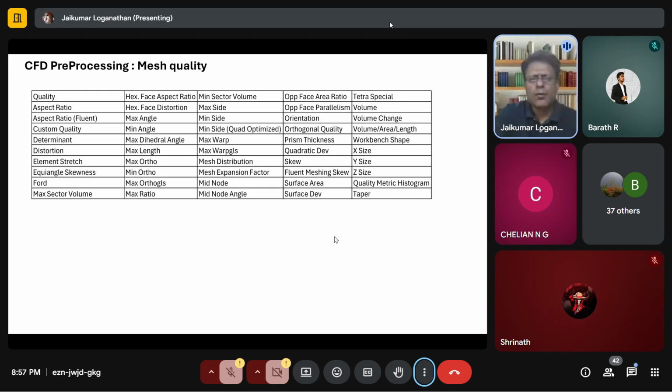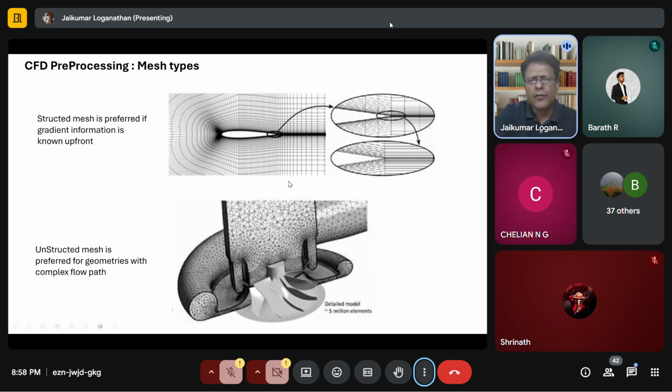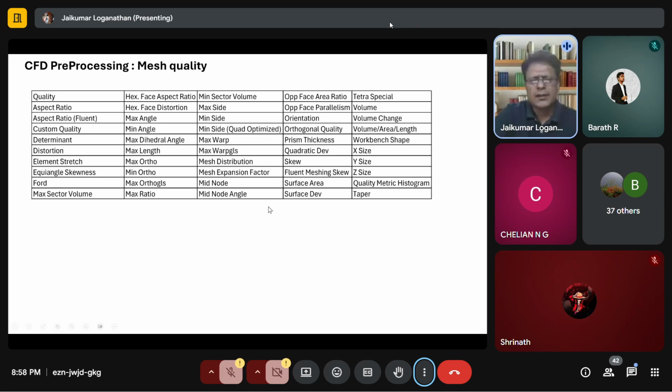Okay, so now this is the last slide we're going to discuss today. Once you create a mesh, how do you know whether the mesh is good or not, even before solving it? So there are certain metrics we use. What I'm showing here is all the metrics that are available in ICEM CFD, right? Almost 50 metrics are there, but many of them are correlated or connected to each other. So usually we look at these three metrics.